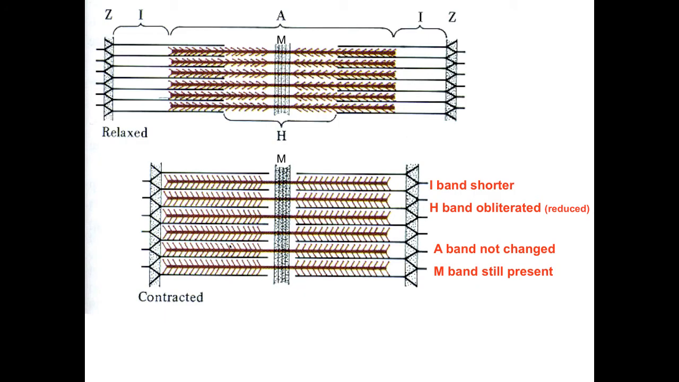This cartoon shows a sarcomere, Z-line to Z-line, in a relaxed state on the top and in a contracted state at the bottom. Note the I band in the contracted state is shorter, the H band is obliterated or reduced, and the width of the A band has not changed, because you can see the width of the A band from the top to the bottom is not different. Clearly the width of the I band is much reduced, and the M band would still be present.